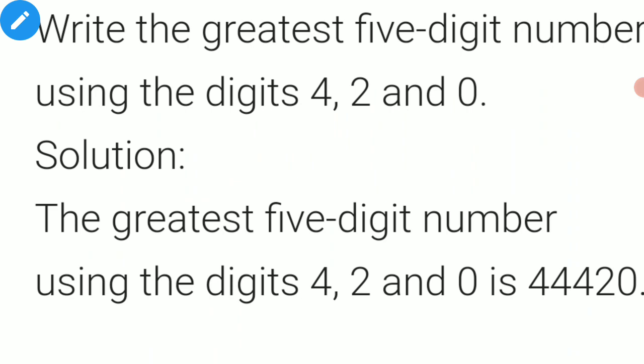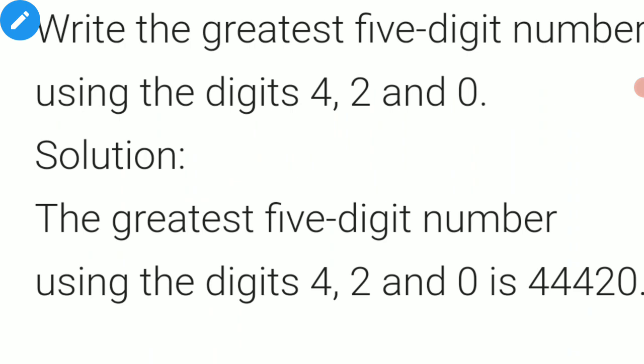Write the greatest 5-digit number using the digits 4, 2 and 0. So if we have to write the greatest 5-digit number using the given digits 4, 2 and 0, how will we write it? As you know, we have to write a 5-digit number. That means we have to do the repetition of digits. So when you have to write the greatest number, among these 3 digits, which is the greatest one? 4 is the greatest one.